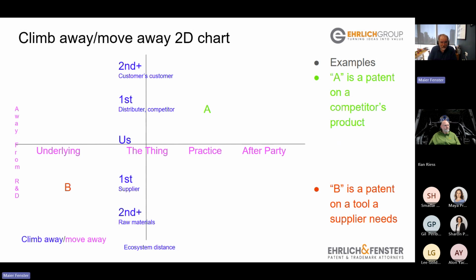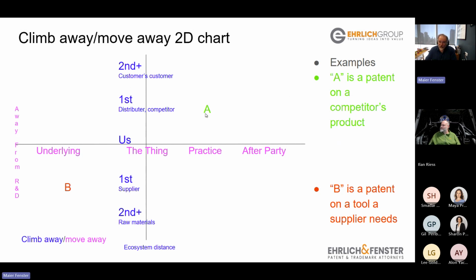so we'll be able to talk about it. If you look at this, I don't know, pinkish purplish color, we're going from underlying the actual thing, the practicing of the thing, and the after parting. And if we look at the blue vertical column, we're looking at the distance of the entity being targeted in the ecosystem. So two away, one away, us, and again, two away, one away. And I gave you just two examples.